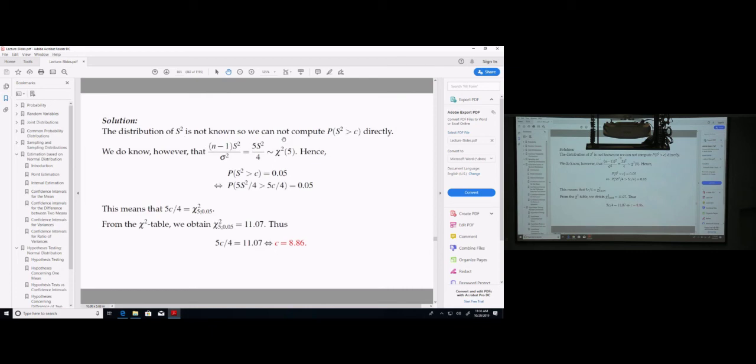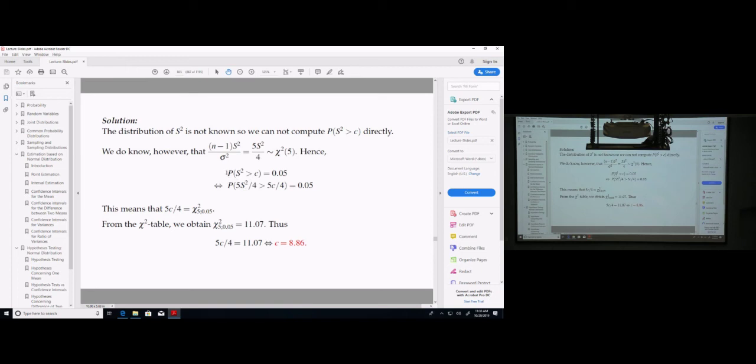S squared is not known, so we cannot compute this directly. So we can do this. Now n equal to 6, so n minus 1 is 5. And then I have an S squared, as before, and sigma squared is equal to 4. So I just substitute everything in, and I have a chi-square with 5 degrees of freedom.